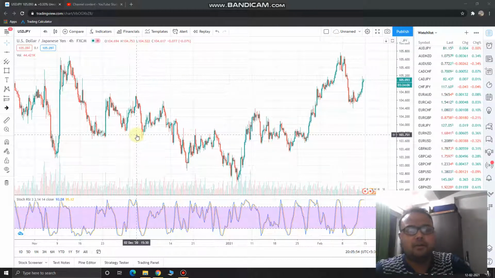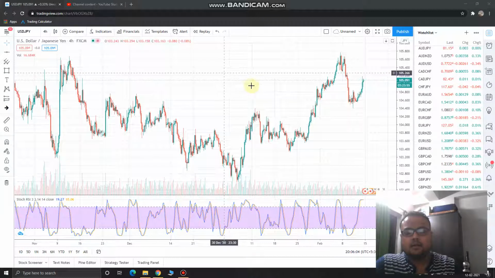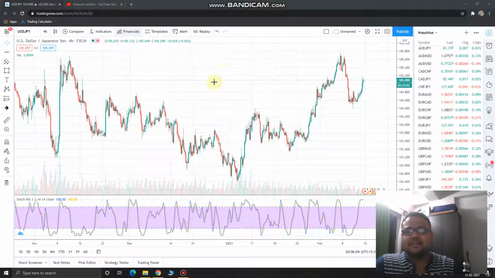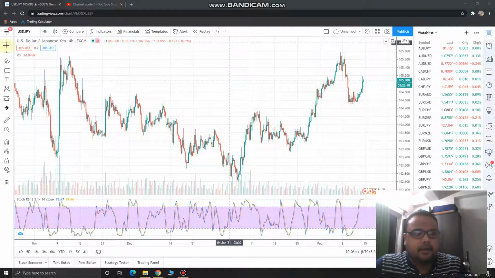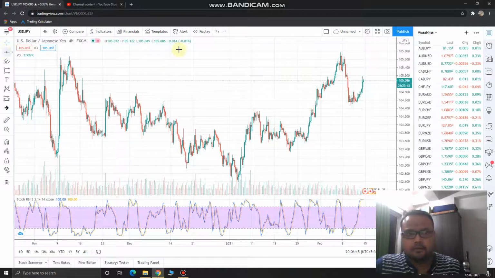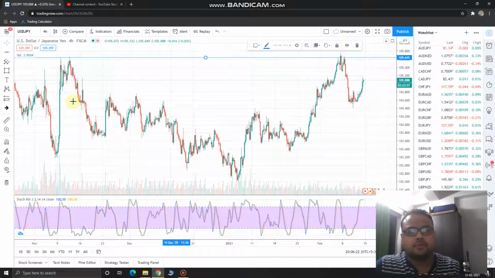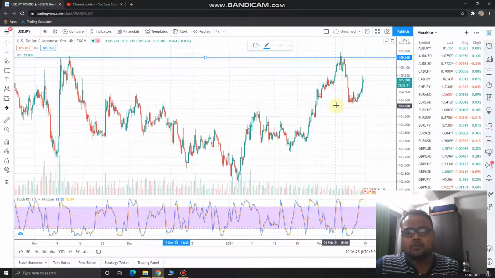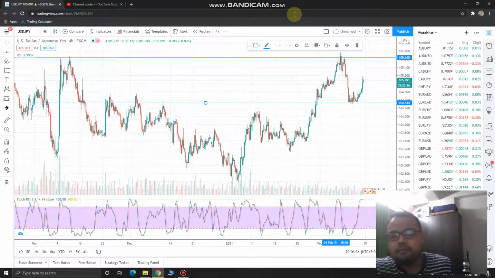Today is Friday, 12th February 2021, and we have the chart of USD Japanese yen in front of us, and I'm using the 4 hours time frame. As you can see, right now it is trading at 105.08, and the next resistance is at 105.64, and it has bounced from this level. So right now it is trading in the middle.